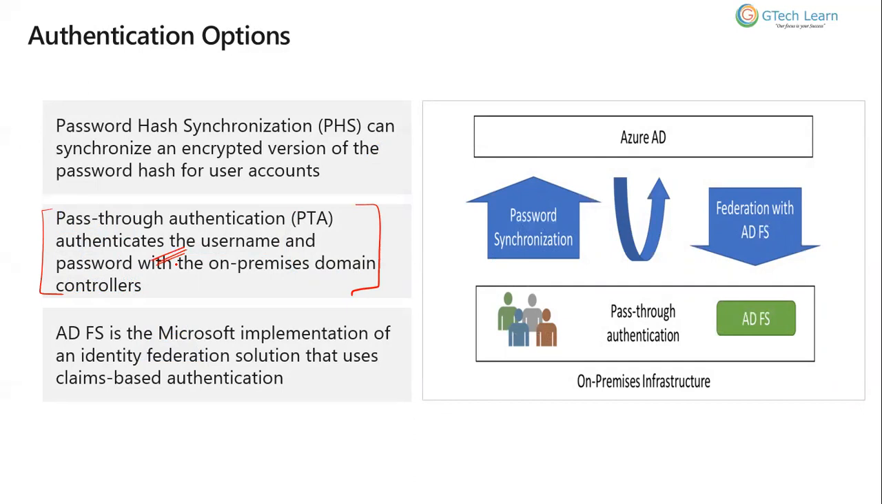Then we have ADFS, where we can set up federation, and that is the trust relationship we create. By having that, we can manage the ADFS authentication option as well. So we have these three different authentication methods when we are implementing the hybrid identity. That's okay.